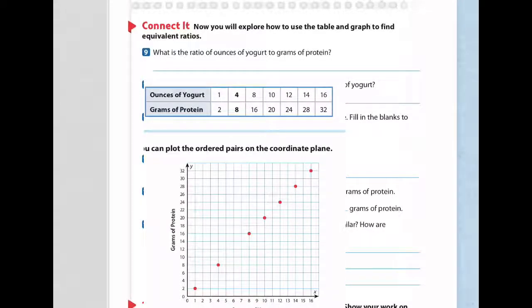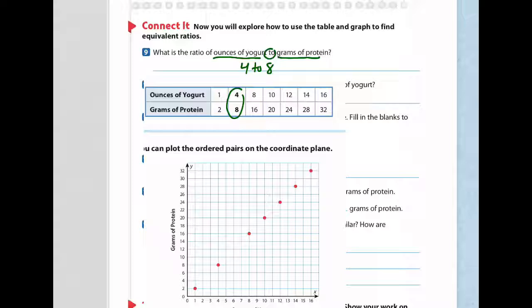All right, so you should already have finished 9 through 14 on your own. And now what we're going to do is we're going to go over each one. And notice right here I just have the table and graph from the previous page on top of this page so we can see it and answer these questions. So number 9, it says, what is the ratio of ounces of yogurt to grams of protein? Well, we kind of answered that together on the previous page. So remember the ratio was right here. So it says ounces of yogurt to grams of protein. So there are 4 ounces of yogurt to 8 grams of protein.